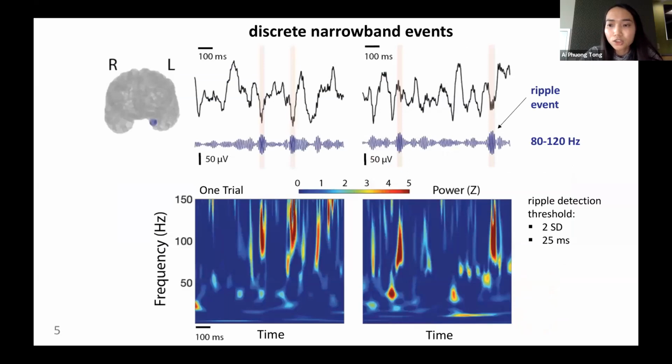First, in order to compare ripples and high frequency activity, we decompose the intracranial EEG signal using a wavelet transform. From the time frequency plots shown on the bottom, we observe these discrete periods in which there's high activity at the high frequency range. Specifically, there seems to be high activity in the 80 to 120 hertz range, or the ripple band. And we can use the ripple detection thresholds that we previously published to identify these discrete narrowband events.